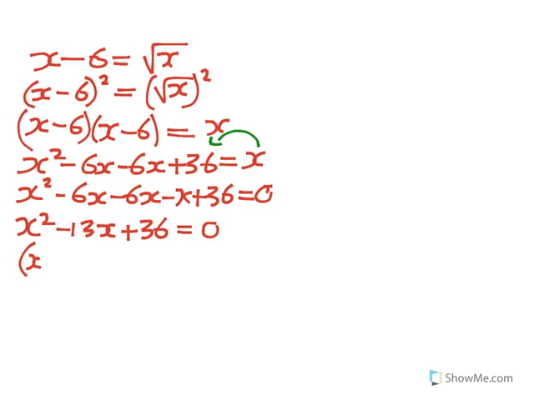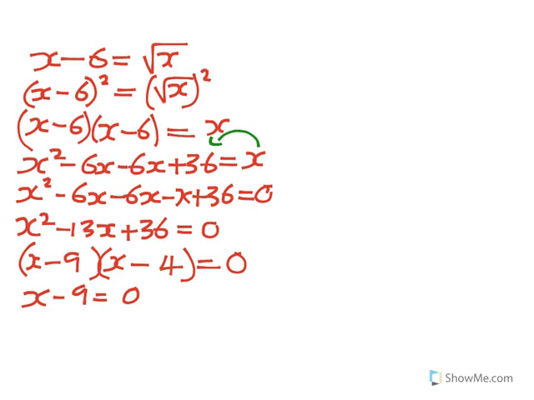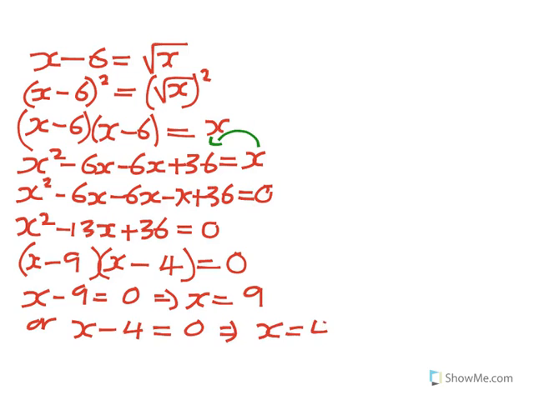And when you solve it by factorizing using product and sum method, you are going to have x minus 9 and x minus 4. If you say minus 9 minus 4, you get minus 13. Minus 9 times minus 4, you get plus 36. Therefore, x minus 9 is equal to 0. In other words, x is equal to 9. Or x minus 4 is equal to 0, meaning x is equal to 4.